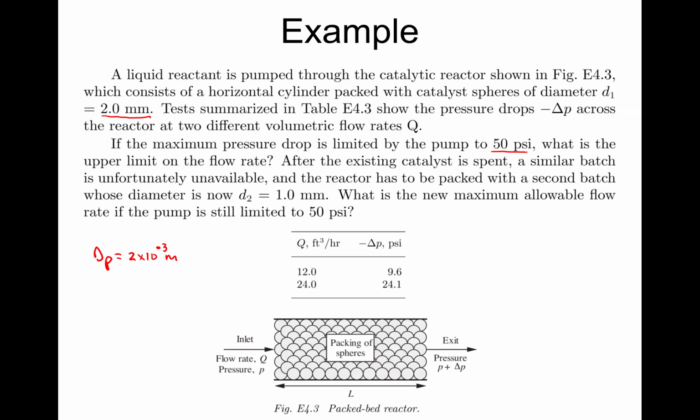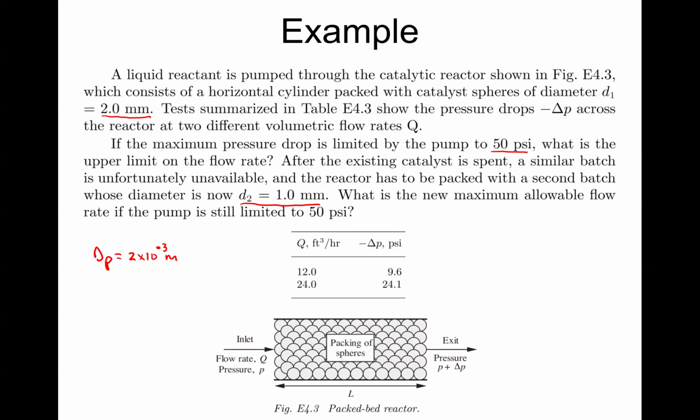But then when the catalyst was spent, a similar batch is not available. And now we have to pack the bed with a second batch with a smaller diameter of 1 millimeter. And then what would be the maximum allowable rate if the pump is limited to 50 psi? Now, with a smaller diameter particle, you're typically going to have a decrease in flow rate, because the smaller diameter basically increases your pressure drop in the system.